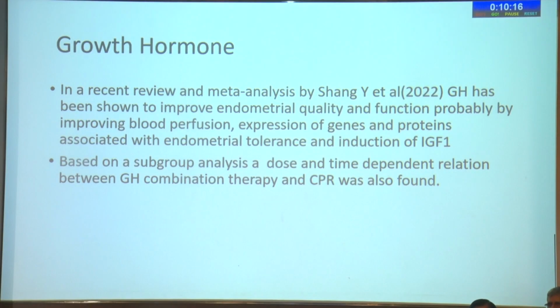Then growth hormone. We all know that growth hormone is being talked about in poor ovarian reserve. But now in a recent review and meta-analysis, growth hormone has been shown to improve endometrial quality and function, probably by improving blood perfusion, expression of genes and proteins associated with endometrial tolerance, and induction of IGF-1. So based on a subgroup analysis, a dose and time dependent relation between growth hormone therapy, combination therapy, and CPR, clinical pregnancy rate, was also found. So maybe the regimes which use growth hormone could be useful in improving the endometrium.